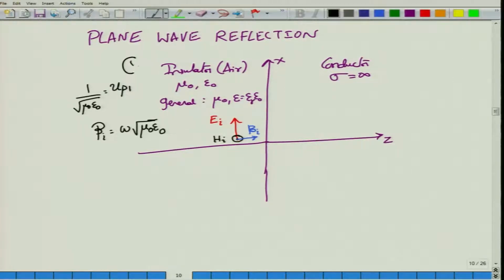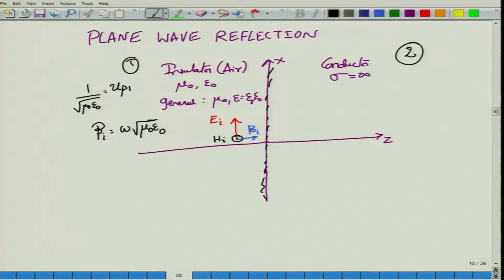So, this is region 1, which is an insulator, and region 2 is a perfect conductor with conductivity equal to infinity. This wave is propagating from z equal to minus infinity and approaches the z equal to 0 interface. This is the z equal to 0 interface, and the vertical axis is along x, and the y axis will be coming out of this particular plane. So, that is what we have.